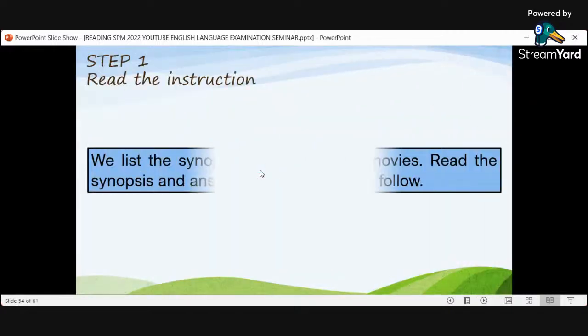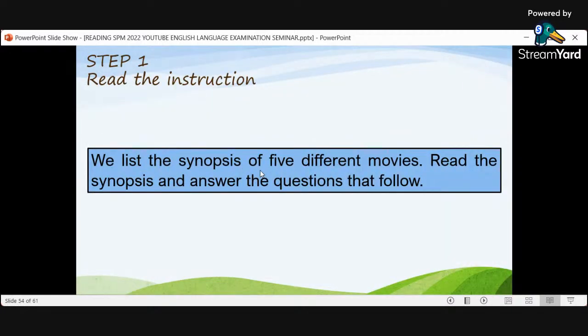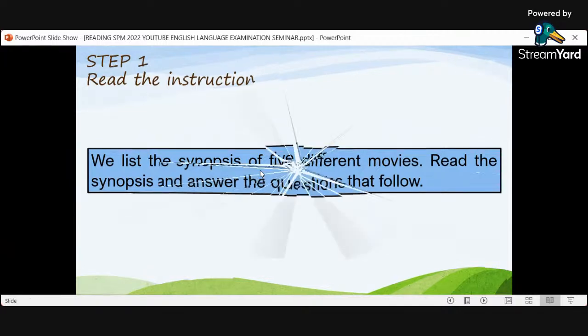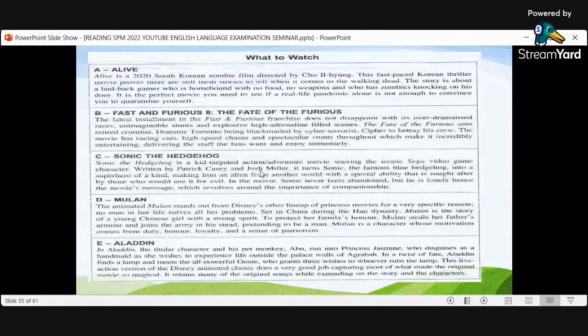Okay, let's look. We list the synopsis of 5 different movies. Read the synopsis and answer the questions that follow. So you have this, what to watch. You got 5 movies there: Alive, Fast and Furious, The Fate of the Furious, Sonic the Hedgehog, Mulan, and Aladdin. Okay, so I have Alive is a zombie film. It's a fresh story. It's a Korean thriller.